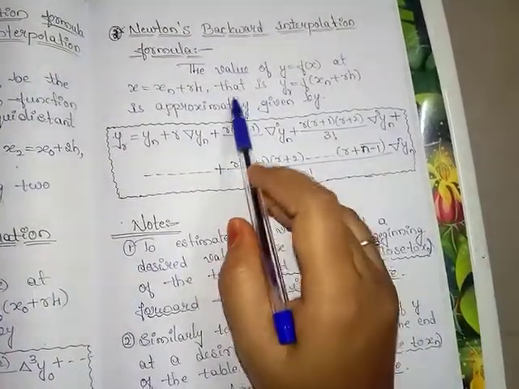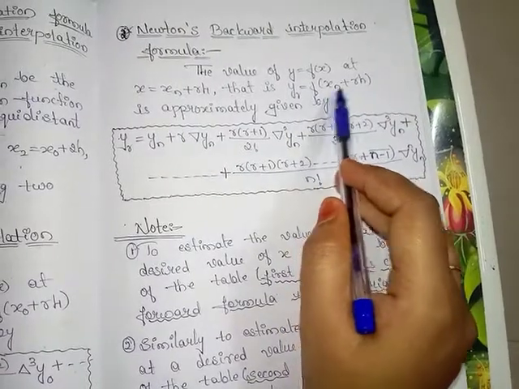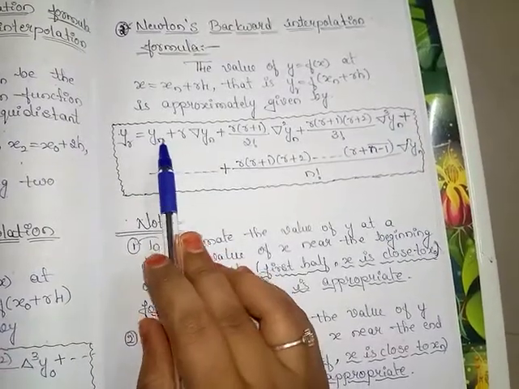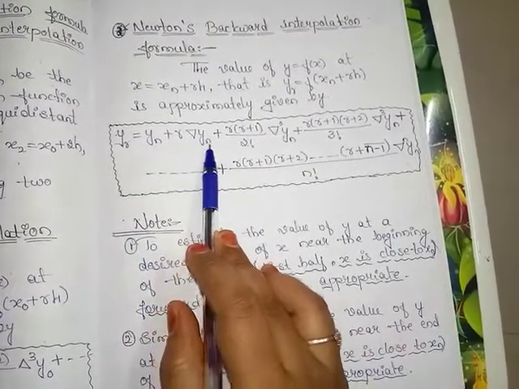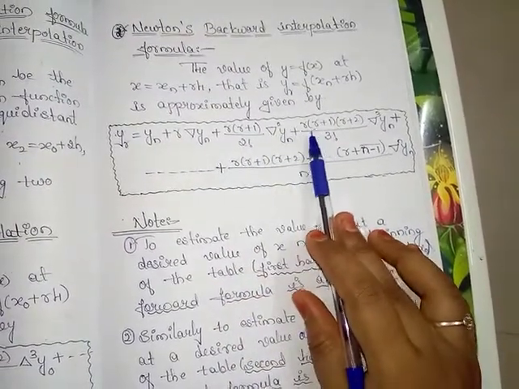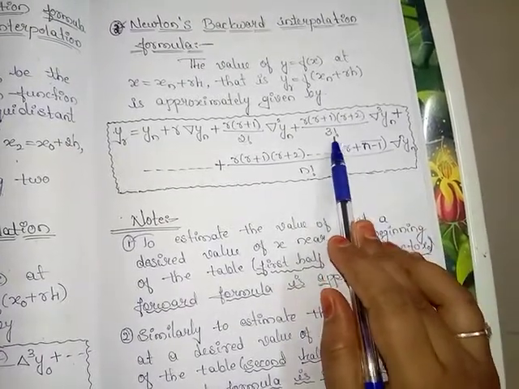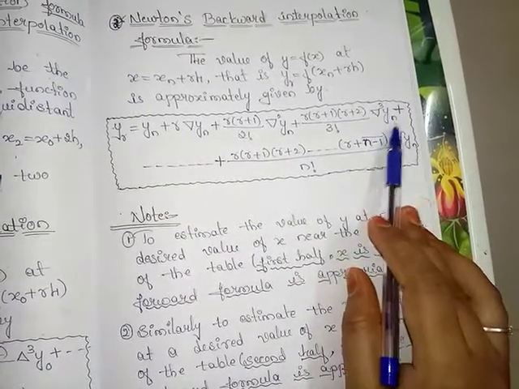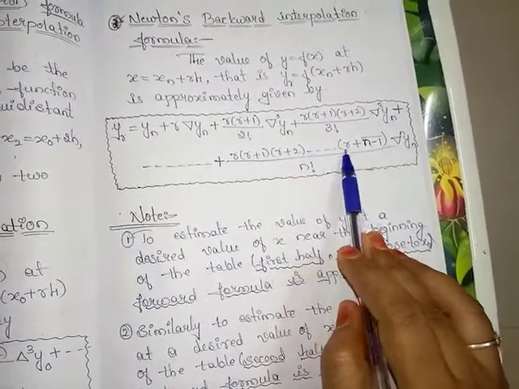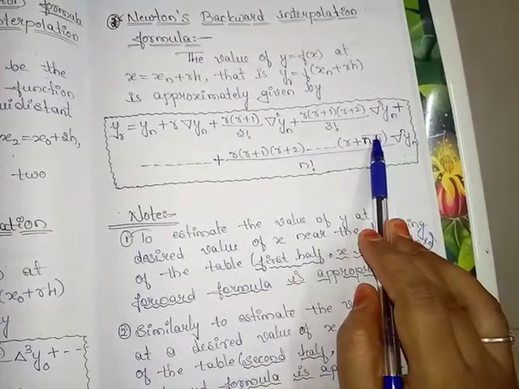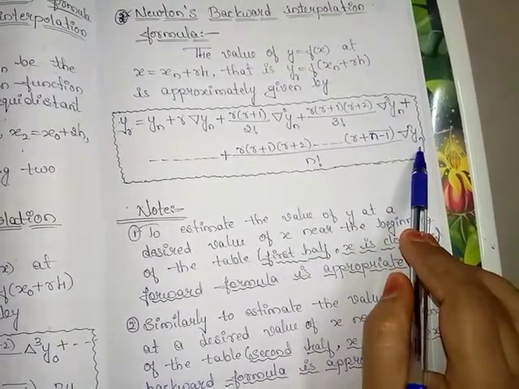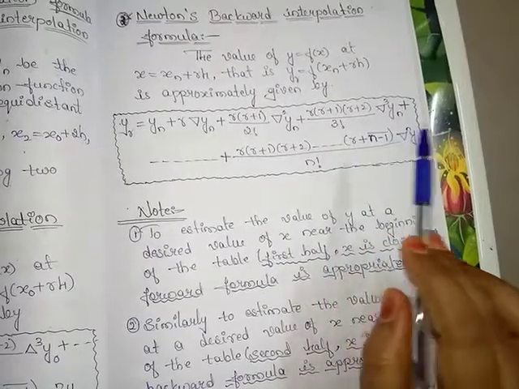the last term. That is, yr is equal to f of xn plus r into h, which is approximately given by yr is equal to yn plus r into del yn plus r into r plus 1 divided by 2 factorial del square yn plus r into r plus 1 into r plus 2 divided by 3 factorial into del cube yn plus and so on, to plus r into r plus 1 into r plus 2 and so on to r plus n minus 1 divided by n factorial into del raised to n yn. This is Newton's backward interpolation formula.